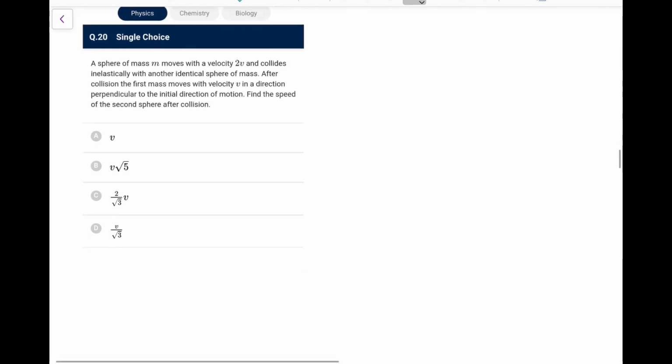Next, to move ahead. A sphere of mass m moves with velocity 2v and collides inelastically with another identical sphere. So it is identical and inelastic. After the collision, the first moves with velocity v in a direction, not completely inelastic, perpendicular to the initial direction. Find the speed of the second one. Just remember, this is m going with 2v. Let's say this is the x-axis, and this is the y-axis.